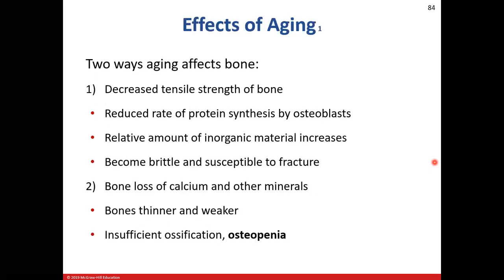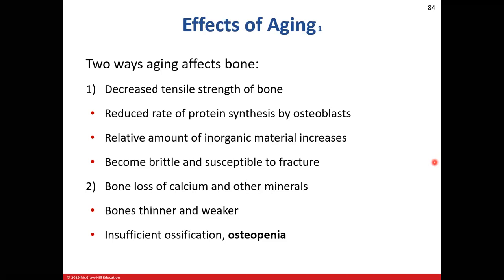So let's take a look at the effects of aging. Now, aging is going to affect bones in two different ways. One, it's going to decrease the tensile strength of bone, and it does this through a reduced rate of protein synthesis by our osteoblasts. We're going to see a relative amount of inorganic material being increased, and this overall causes the bone to become a little bit more brittle and more susceptible to fracture.